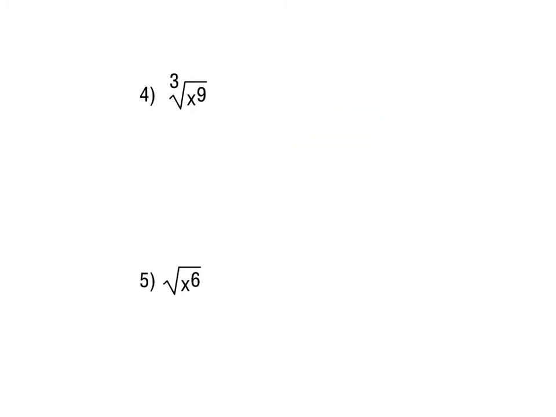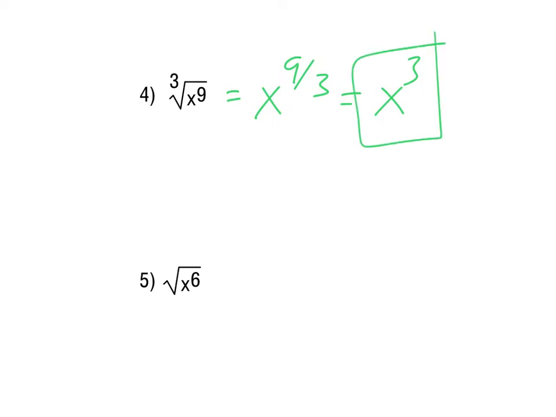Moving on to number 4, we have the cube root of x to the 9th. So again, if I switch that to rational exponent form, we get x to the 9/3, which would be x to the 3rd power, and that's it, really. That's all there is to it.